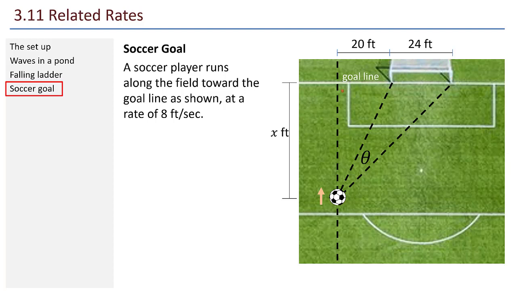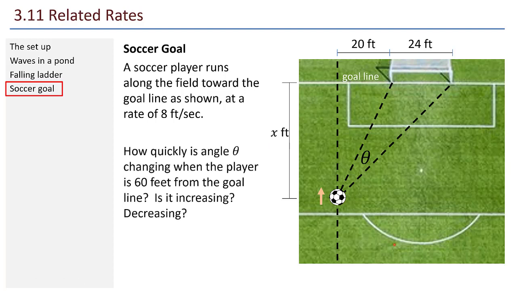And let's just imagine that he's running in a line that is 20 feet from the closest goalpost. And then lastly, we have x, defined as the distance that he is from his current position to the goal line. So we have 4 pieces of information. We have x, theta, 20, and 24.